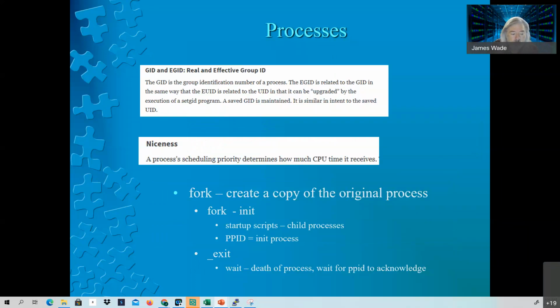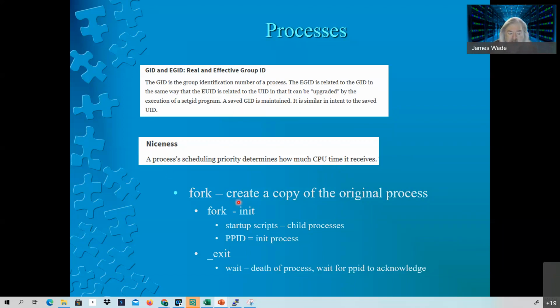So the GID is the group identification. The effective group ID is related to the GID. Once again, that's the set UID or set GID that we could set. By default, the effective group ID is going to be the same as the group ID. Niceness: we can go in and change the niceness of a process, which determines how much CPU time it gets. Okay, we can actually go set the nice value.